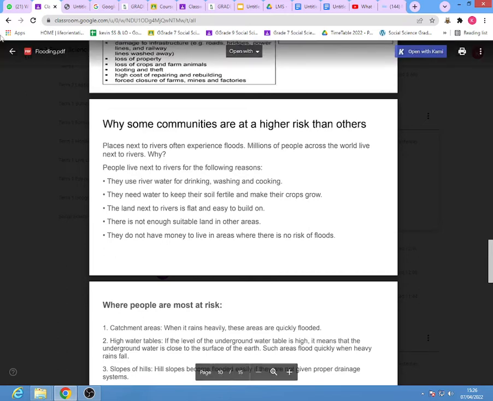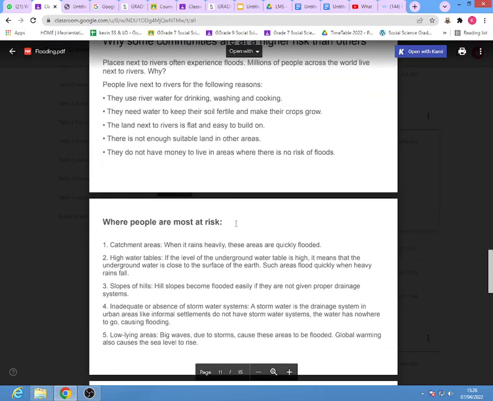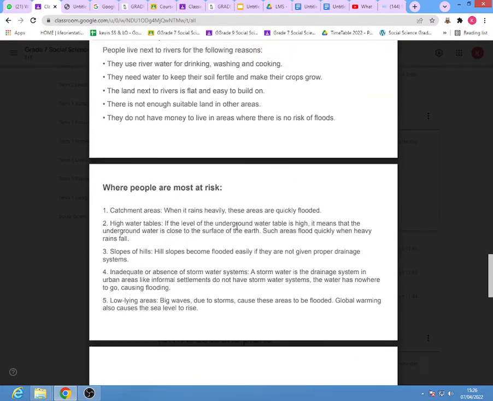So where are people most at risk? Catchment areas. When we're talking about catchment areas, we're talking about areas like dams and rivers. When it rains heavily, these areas are quickly flooded, right? And then areas with high water tables. If you go to other places, you just need to dig a little bit to reach water, but in other areas you have to dig deeper. So areas with high water tables tend to be flooded so easily.